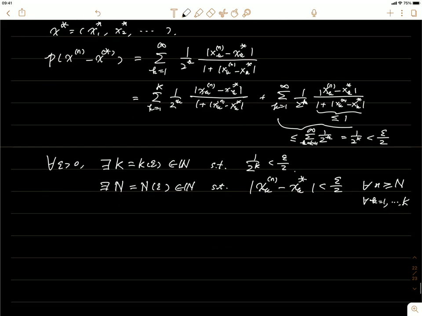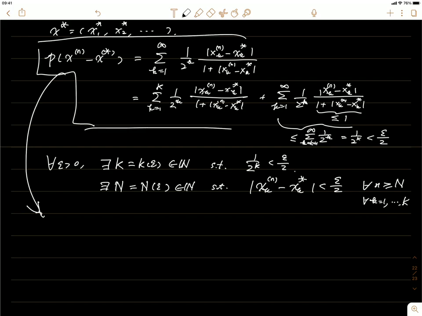Okay, so I have this, and I just continue with what I have over there. It will be less than or equal to the first term. As we said, each one will be less than half epsilon, so it will be less than this, epsilon times 1 over 2 to the k, k is from 1 to capital K. And the second term we know is less than half epsilon, but this one is less than or equal to 1. That's why this is less than or equal to epsilon. Or even equal to epsilon, doesn't matter.